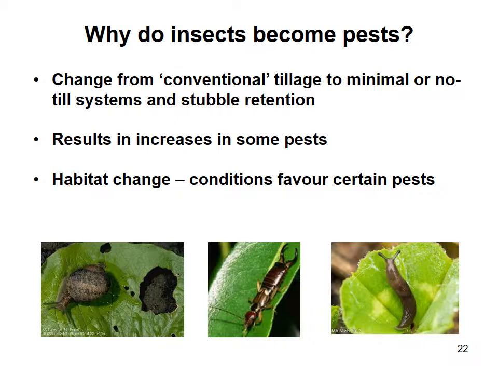So change in habitat leads to changed environmental conditions, and these often favour certain pests because these new conditions provide an increased food source and increased shelter. So habitat change is just one reason for increased pest problems in the last few years.